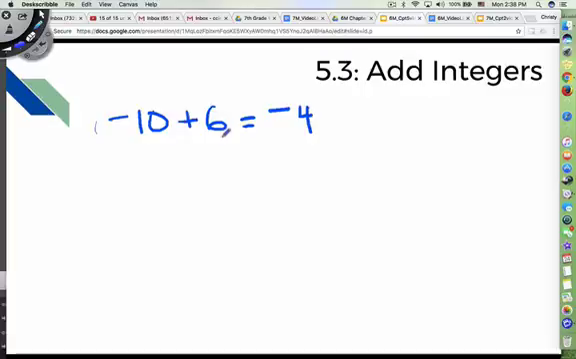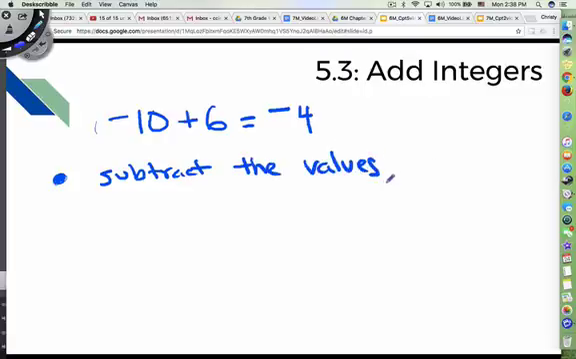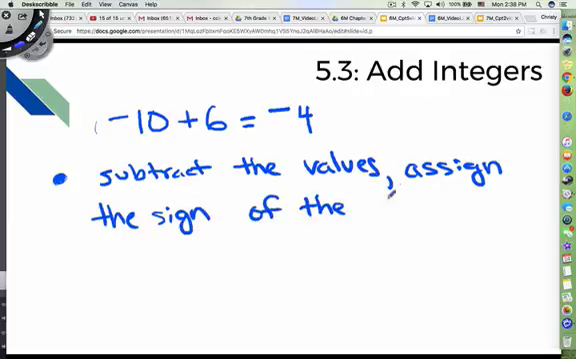So what the memorization thing is, and that's why I'm saying memorization, which I don't want you to do, I just want you to understand it. What you do when you are adding unlike signs is that you subtract the values and then assign the sign of the larger value. So let's think about this that way. Subtract the values and then assign the sign of the larger value.